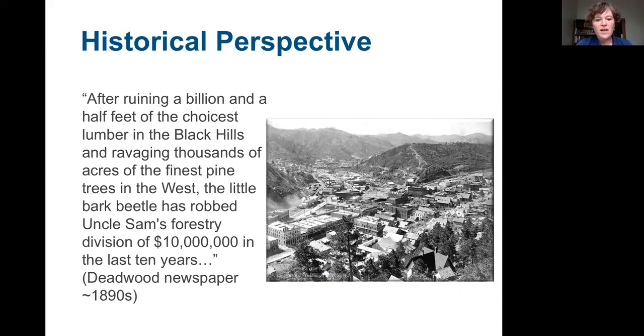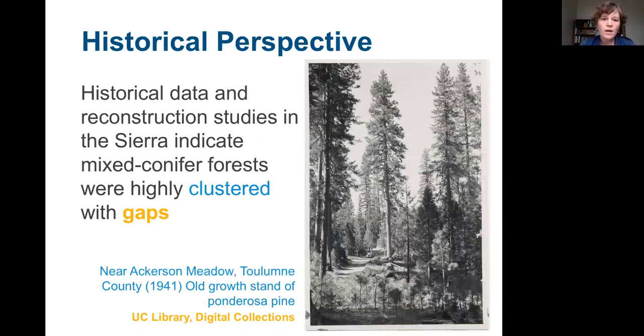I like this excerpt from a newspaper from the Black Hills saying that after ruining 1.5 billion feet of the choicest lumber in the Black Hills and ravaging thousands of acres of the finest pine trees in the West, the little bark beetle has robbed Uncle Sam's forestry division of 10 million in the last 10 years. So this is the 1890s. Bark beetle outbreaks are not new, and this is what I'm trying to get across with this. This is a native bark beetle that has been operating in the landscape arguably as long as the trees that it attacks have been there.